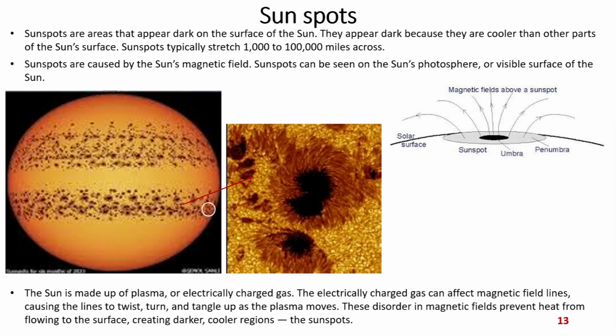Basically, the sun is made of plasma. Plasma means a charged gas, or ionized gas, or electrically charged gas. The electrically charged gas can affect the magnetic field lines, causing the lines to twist, as we will see, because of the sun's differential rotation, and because of this the number of sunspots also varies. The magnetic field lines twist, turn and tangle as the plasma moves, and because of this many sun activities happen, which we will see one by one.